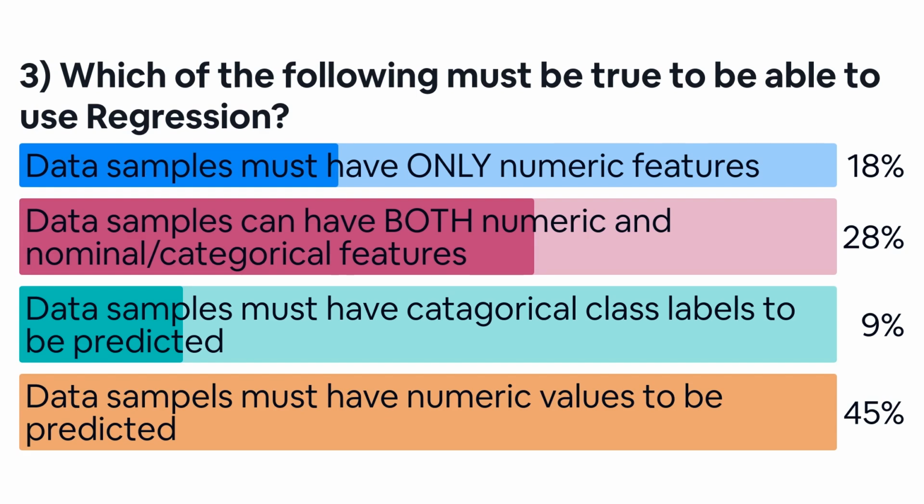You can have only categorical attributes and still predict a numeric value, like predicting the lexile score of text, right? You have only text, and you can derive numeric features from the text. That's what you might do with feature extraction, data pre-processing. But you can have any type of data and still predict a numeric value. So the right options to pick would have been 2 and 4. Data samples can have both numeric and nominal features, and they must have numeric values to be predicted.